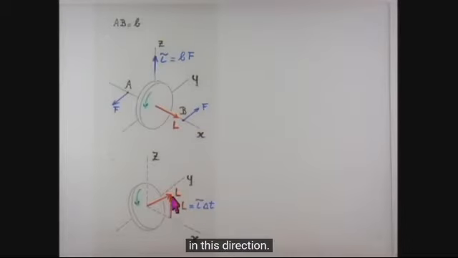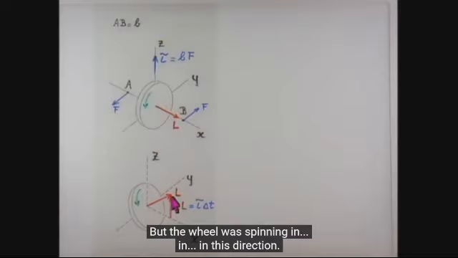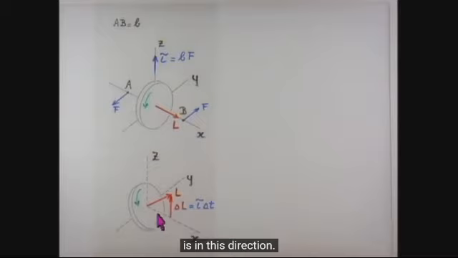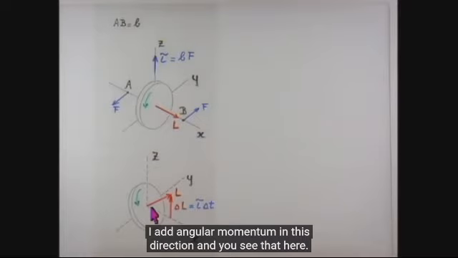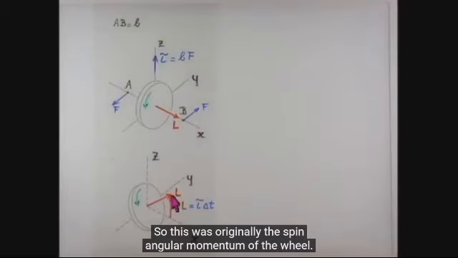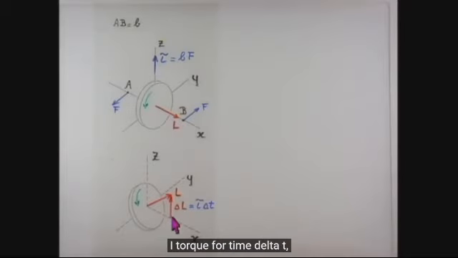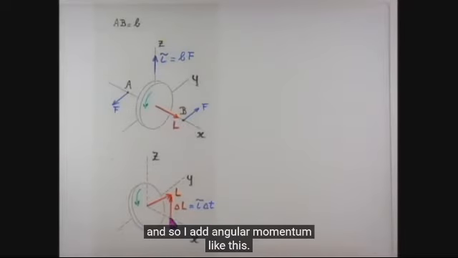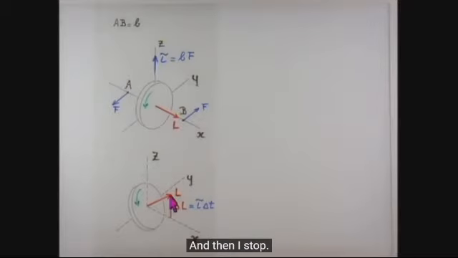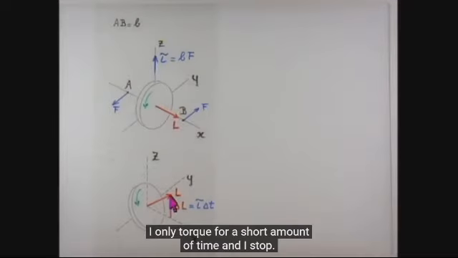But the wheel was spinning in this direction, you see it, and so the angular momentum of spin of the wheel is in this direction. I add angular momentum in this direction, and you see that here. So this was originally the spin angular momentum of the wheel. I torque for a time delta t, and so I add angular momentum like this. And then I stop. So I only torque for a short amount of time, and I stop.